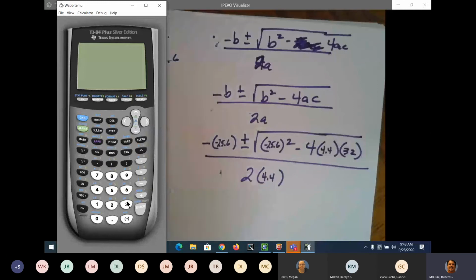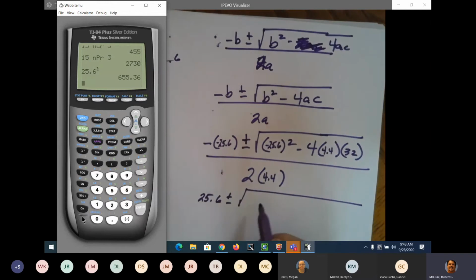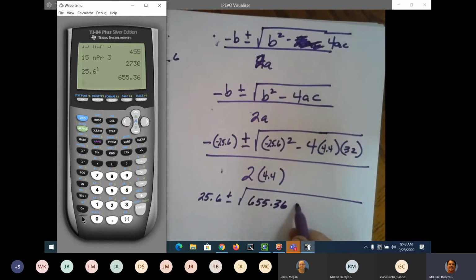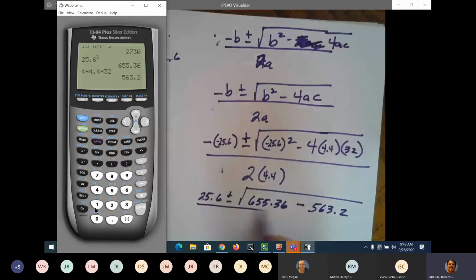Well, that's going to be 25.6 plus or minus the square root of 25.6 squared. By the way, this is not a test question. That's 655.36, minus 4 times 4.4 times 32, which is 563.2, all over 8.8.